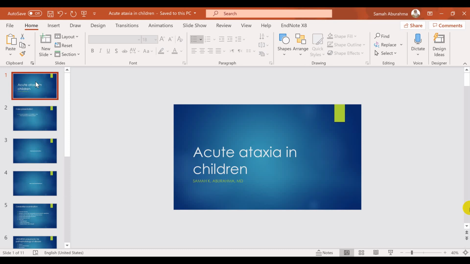That's why I will keep it a bit short today. A lot of what we'll be discussing today is probably new to you, you haven't heard of it before. So we'll keep it short, just to introduce you to some of the common causes of acute ataxia in children. Acute ataxia in children is a common presentation. We frequently see patients who present with change in gait or inability to walk. They present to the emergency department or to the clinic.